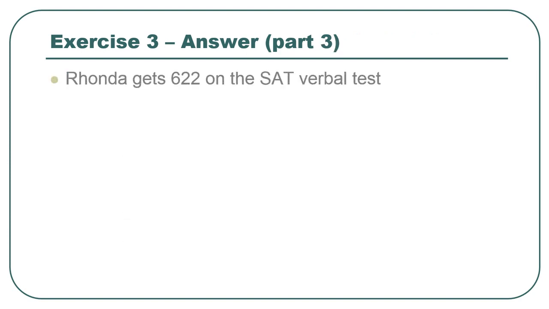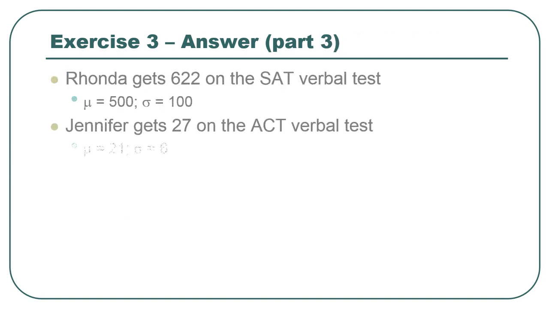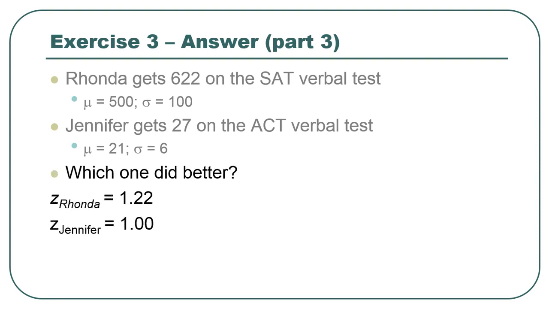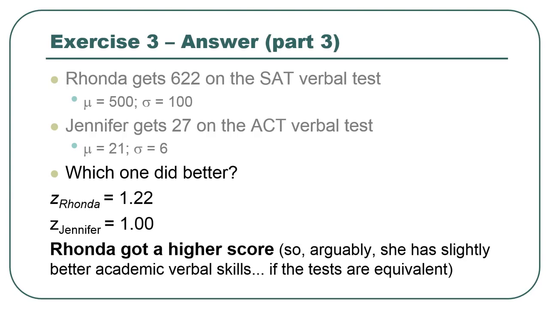So the question, which of them did better? Rhonda has a z-score of 1.22. Jennifer has 1.0. So Rhonda got a higher score compared to her peers than Jennifer did compared to her peers. So if the tests are fairly close to equivalent, then Rhonda is actually doing a little better in academic verbal skills.